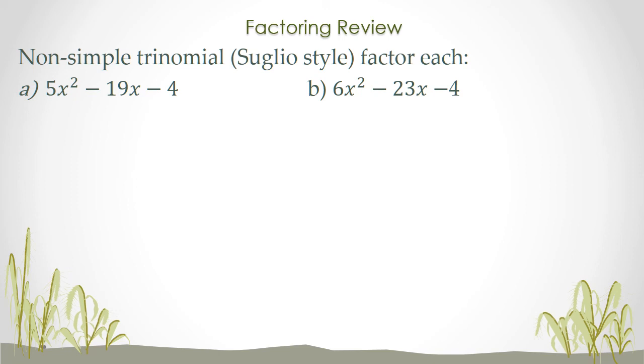And what we're going to do is kind of borrow. That's why I had you make that x last example, because this kind of borrows that same idea. So, two numbers that multiply to AC and add to B. And there's A, there's B, there's C. 5 times -4 is -20, and my B value is -19. So what two numbers multiply to -20 and add to -19?